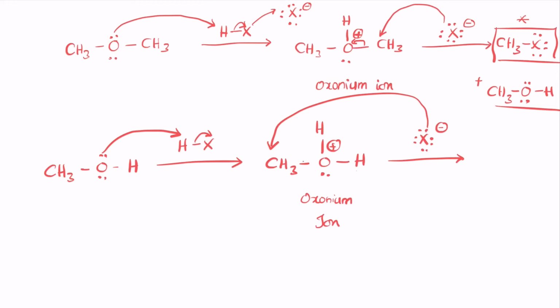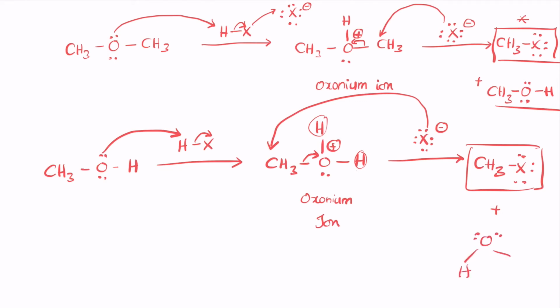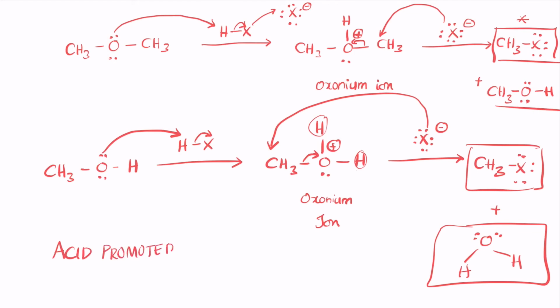Now the CH3 group again donates its electrons to the oxygen, resulting in the formation of CH3 bond X, another alkyl halide, plus an oxygen with 2 pairs of electrons and 2 hydrogens. Again this molecule is the water molecule. So this is the process of acid promoted cleavage.